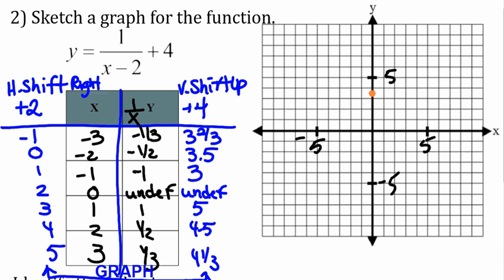So again, normally we had a vertical asymptote at x equals 0. By moving it to the right 2 units, we're going to have a vertical asymptote at x equals 2. Our horizontal asymptote was at y equals 0. By shifting it up 4 units, now our horizontal asymptote is going to be at y equals 4.